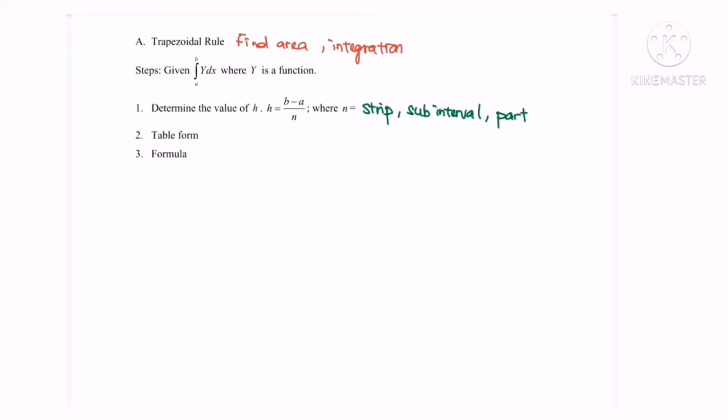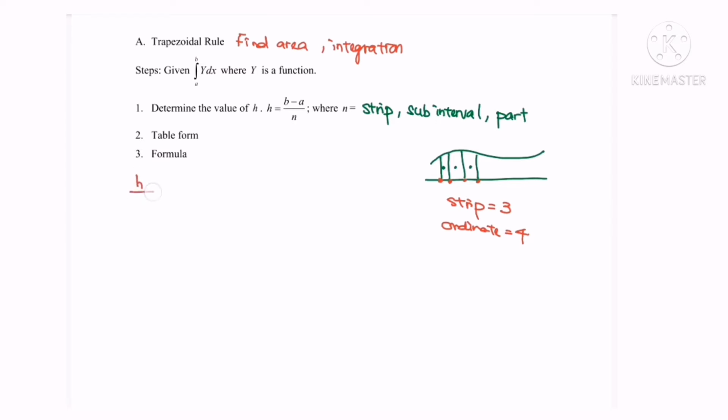So by referring to the strip, sub-interval and parts, the situation would be something like this. Here we have the number of strips. So here we have strip 1, strip number 2 and strip number 3. Based on the situation, we have the ordinates 1, 2, 3, 4. So in here, if the number of strips is equal to 3, the number of ordinates will be equal to 4. That will be the situation. So after finding the value of h, next is to construct the table form.